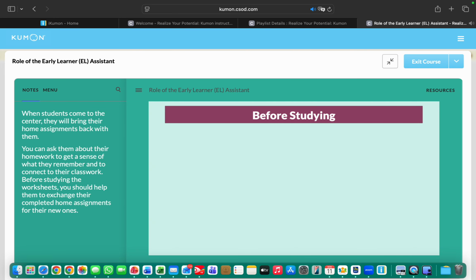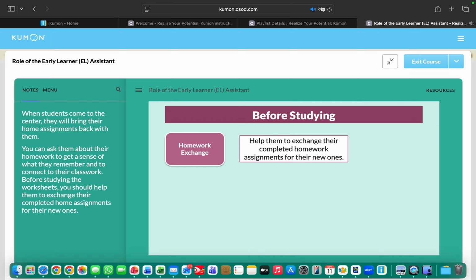When students come to the center, they will bring their home assignments back with them. You can ask them about their homework to get a sense of what they remember and to connect their classwork. Before studying the worksheets, you should help them to exchange their completed home assignments for their new ones.